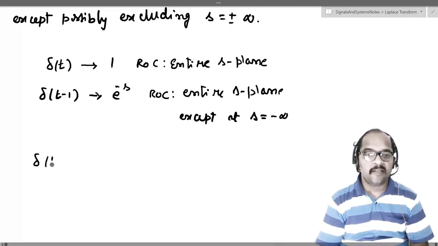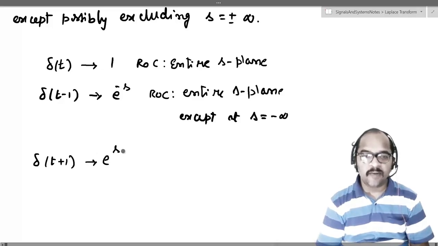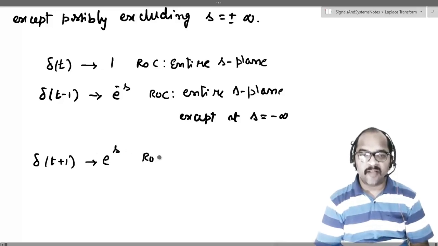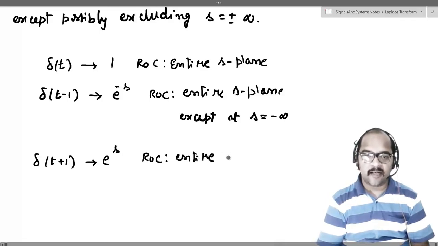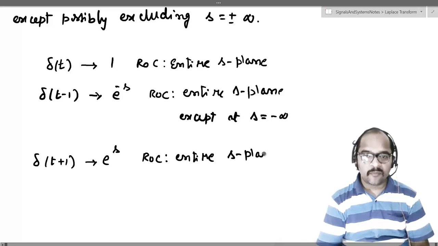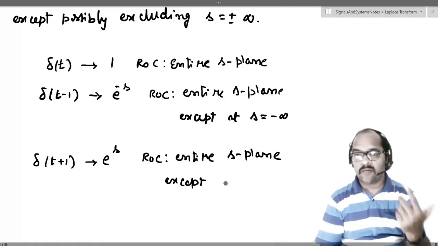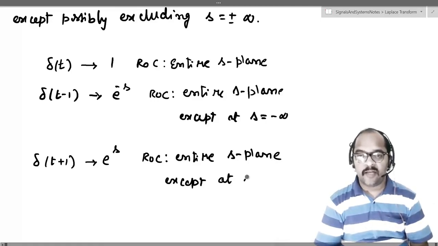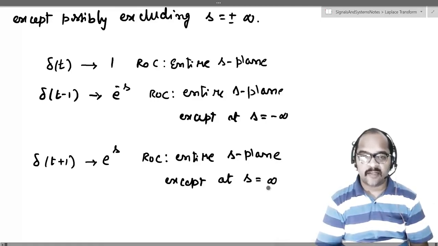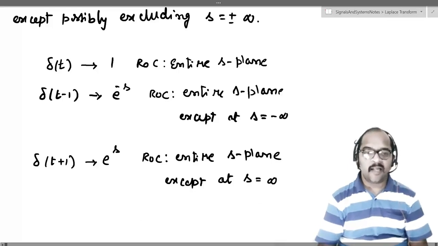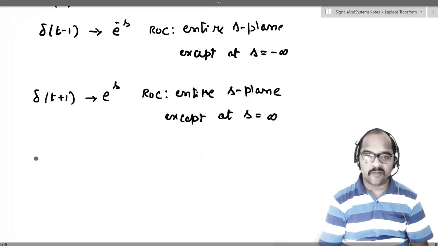Next, let us take delta of t plus 1. What will happen to the Laplace transform of this signal? You get e power s. And what is the ROC here? The ROC is again the entire S plane, correct? But what should we exclude now? s equal to infinity. Except at s equal to infinity. Right.